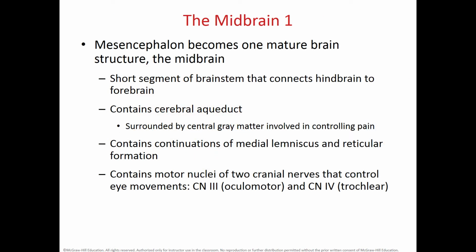Now the mesencephalon becomes one mature brain structure, the midbrain. And then we have this mesencephalon that has the cerebral aqueduct that is surrounded by the gray matter that is involved in controlling pain. Now, within this mesencephalon or the midbrain, we have continuations of the medial lemniscus and reticular formation. And here we have the motor nuclei of cranial nerve number 3, or oculomotor, and cranial nerve number 4, which is the trochlear nerve.